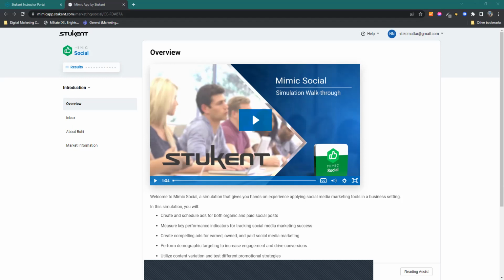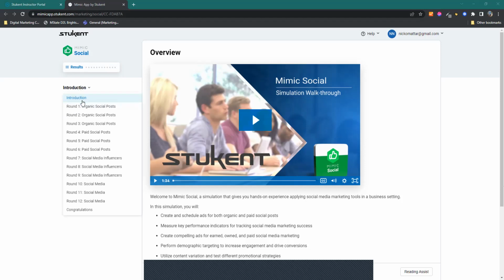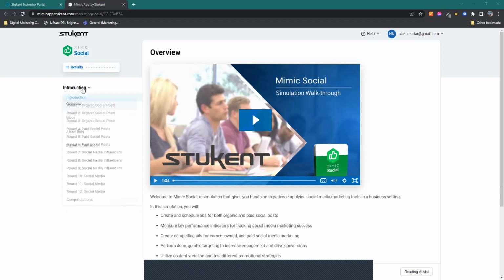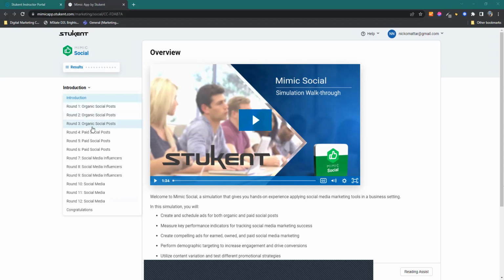But those three concepts and best practices when it comes to social media, I think are very well founded here in this simulation. And we're going to do a quick walkthrough of the first section, which is all about organic posting. Now, as we begin here, you'll see there's a bunch of different rounds. There's four different sections. We're only going to go through the first three rounds today. I'll go through the other rounds in later videos.